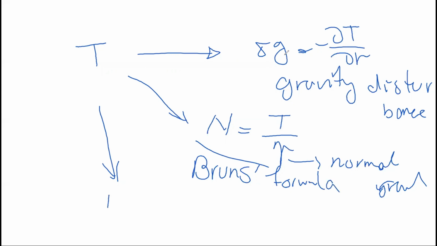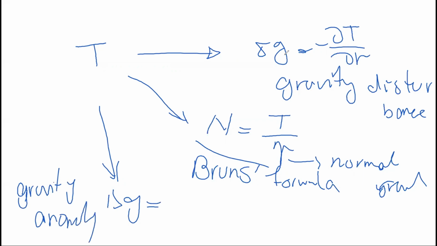And we can determine gravity anomaly, which is the derivative of this potential minus 2 over R T.